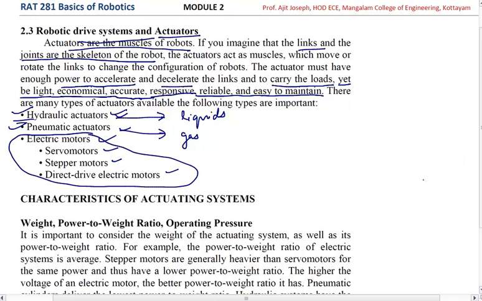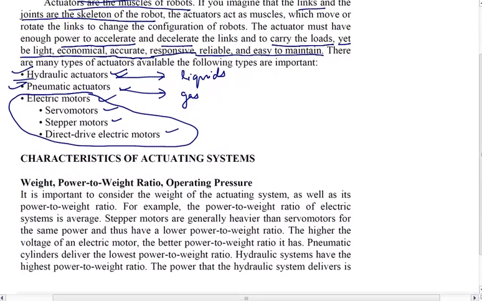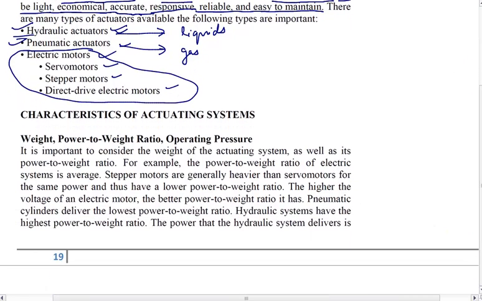Now when we talk about an actuating system, we have to look at some characteristics that we always have to take care of when selecting an actuator. One is the weight. As I told you, hydraulic actuators use liquid, so they have the highest weight, followed by pneumatic actuators, which use gas. And electric motors are also heavy, but not as heavy as hydraulic actuators, because here we use copper winding.